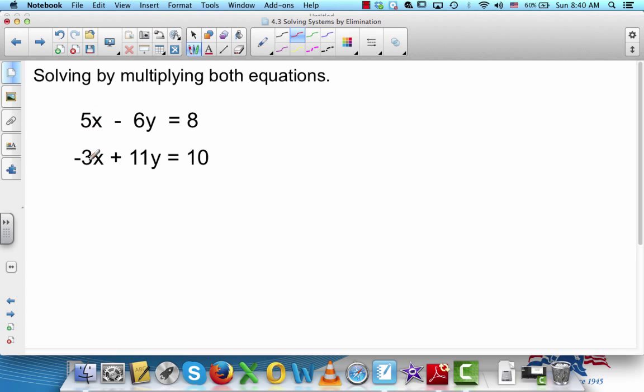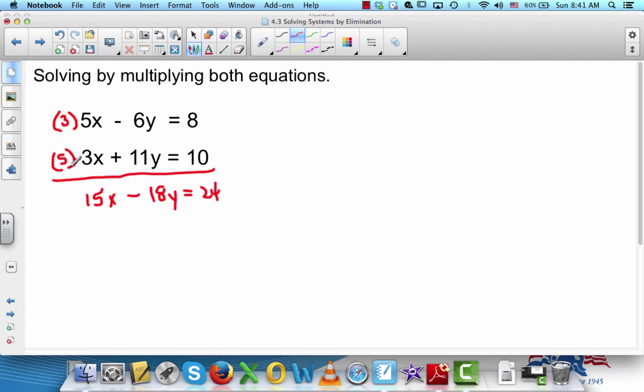So what we're going to have to do is multiply both of them by something. So let's look at the 5 and the 3, and what would be the common multiple that we can use in order to get them to be equal? Well, 3 times 5 is 15. So we're going to make both of these 15s. So let's multiply this one by 3 and this one by 5. So 3 times 5 is 15x. Remember, you got to multiply everything by 3. So that gives us 18y equals 24.